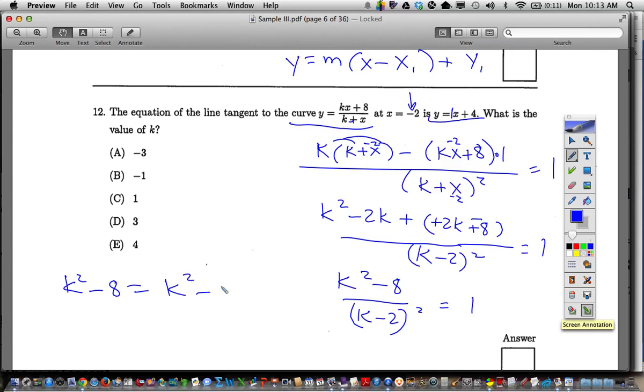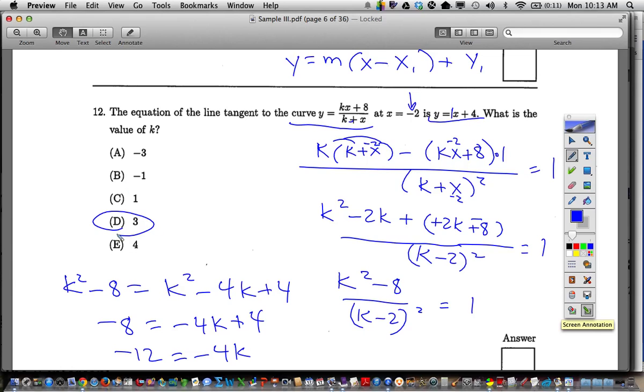It's probably a good idea to FOIL that out at this point, because it doesn't look like anything else is going to happen nicely. But that's good because the k squareds are going to drop out. So I'm going to get -4k plus 4. Now I can subtract 4, which gives -12. Divide by -4, and I'm going to get 3.